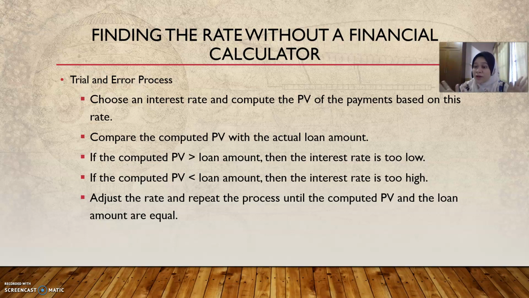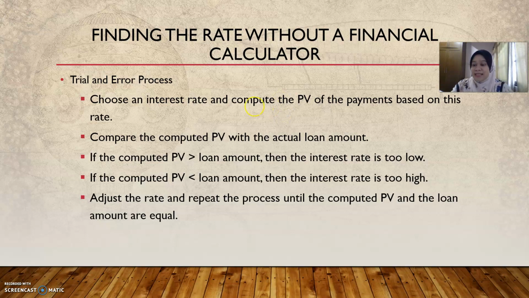So how are you going to find the interest rate? There are two ways. The first way is using the financial calculator. It is not the scientific calculator that we use inside the class. It is the financial calculator where you don't have to use the trial and error process. We just key in all the information given, then you will find the interest rate. But if you don't have the financial calculator, you don't have to worry. You can still find the interest rate using trial and error.